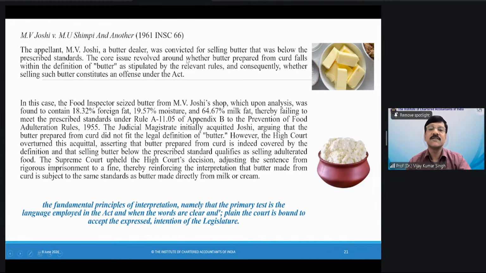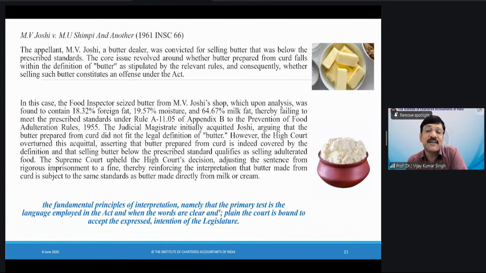Joshi was a butter dealer, and he was convicted for selling butter that was below the prescribed standards. Now the core issue was whether the butter prepared from curd, that is white butter, falls in the definition of butter, or whether it only includes processed butter like Amul butter. The food inspector seized the butter from M.V. Joshi's shop, which upon analysis was found to contain 18.32% fat, and this much moisture and this much milk, thereby failing to meet the prescribed standard under the Prevention of Food Adulteration Act.